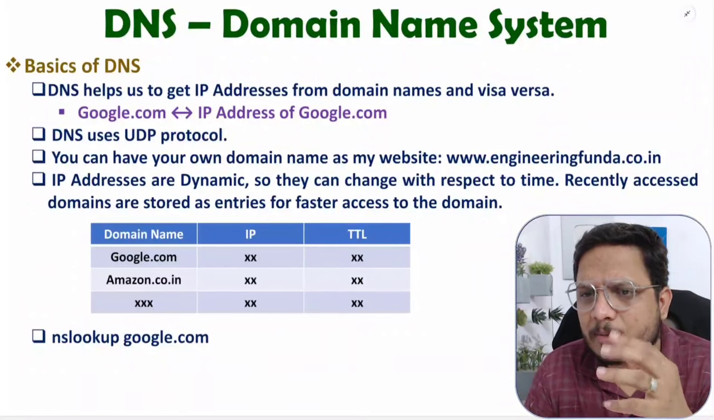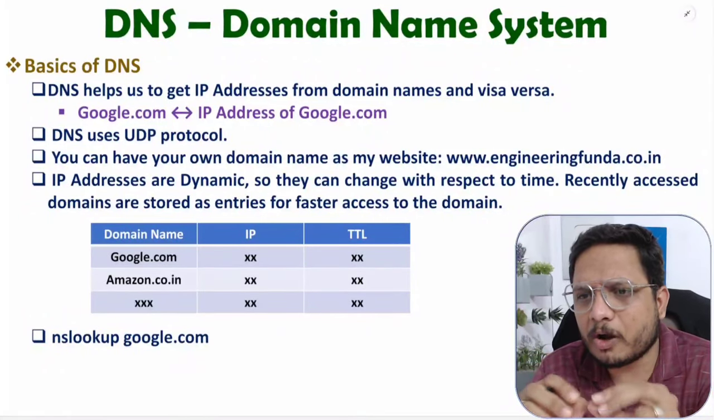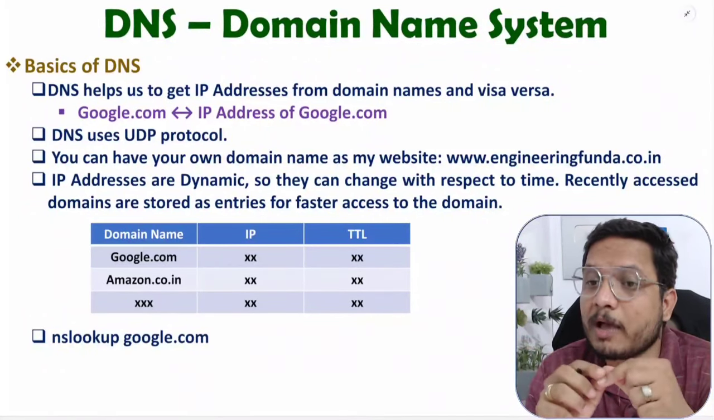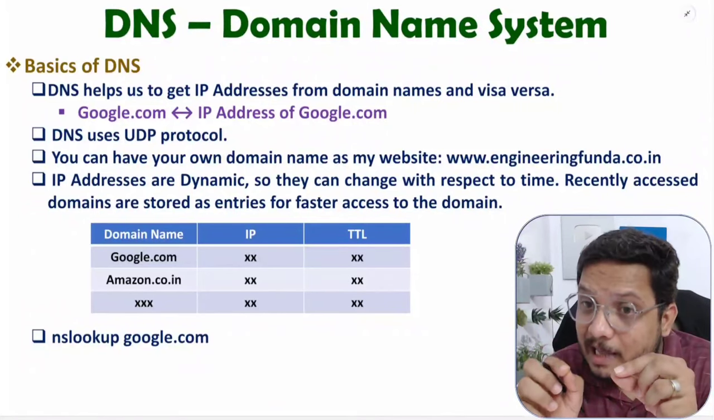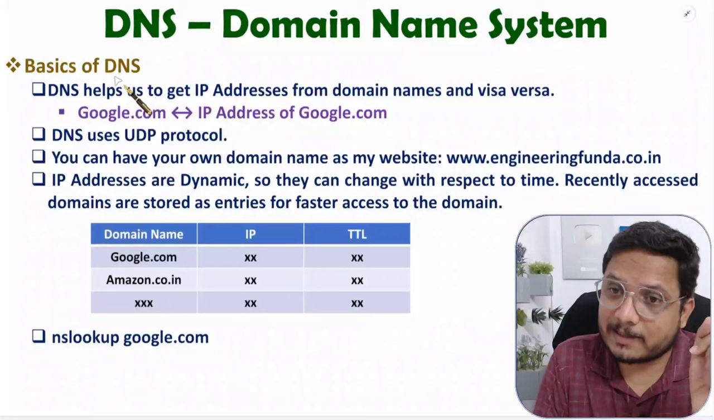So what is a domain name? A domain name means google.com, that is one domain name. To have communication with Google, you should have the IP of Google. To get the IP of Google, we use DNS, right?